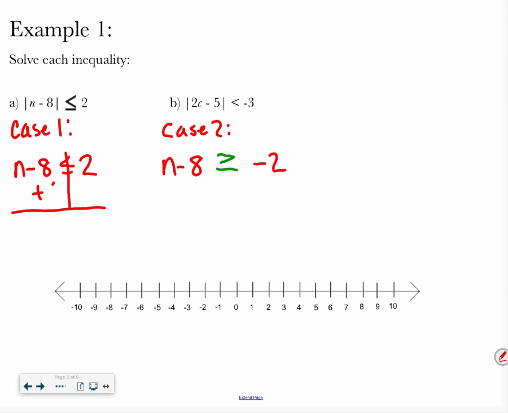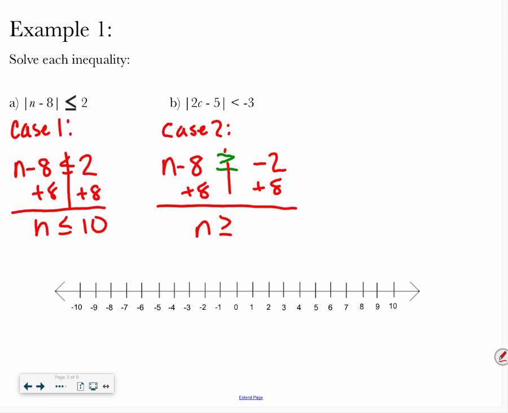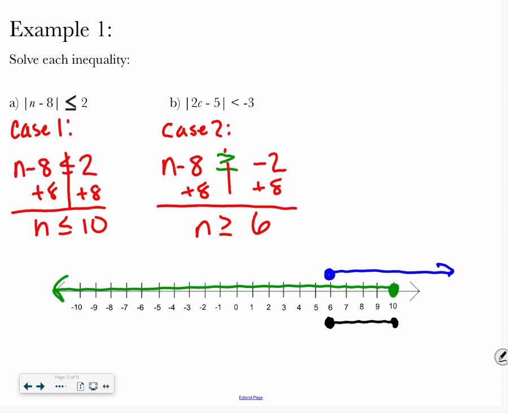So I add 8 to both sides. I have n is less than or equal to 10, and for case 2, I add 8 and have n is greater than or equal to 6. Now I look at n is less than or equal to 10, and I know that's going to go this direction, and n is greater than or equal to 6, which goes this direction. So my answer is where they overlap. The graph would look like the black graph. That would be our solution.